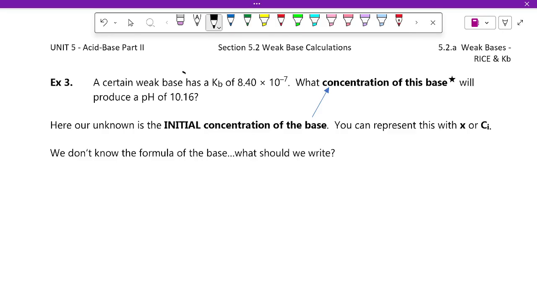We have a weak base. Therefore, if we have a weak base, what tools will we be using? We will be using RICE and what else? RICE and Kb, not Ka, Kb. All right, so we know that we have a weak base. We don't know what it is. So let's just call the weak base, let B represent the weak base.